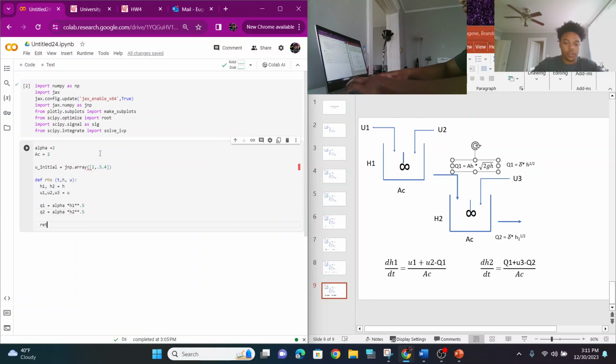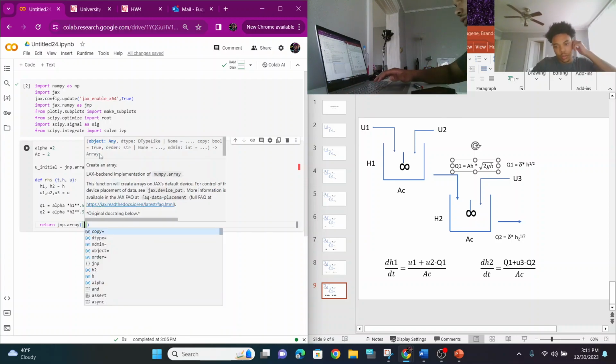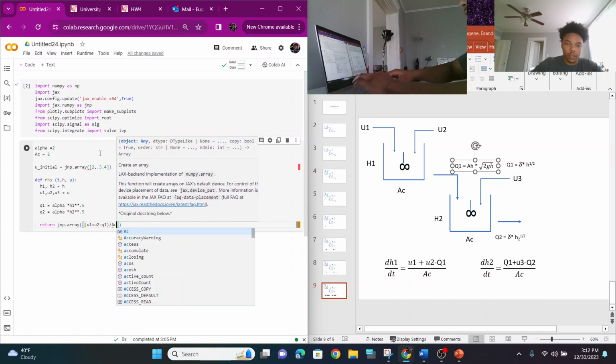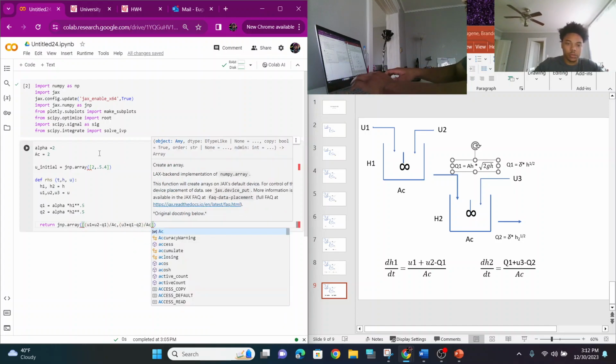And we're going to return an array because we're going to be using the Jacobian method, and we're going to be putting in the right hand side of the equation. So this is the left, this is the right, and that is going to be our flow rates going in, U1 plus U2 minus our flow rate going out, divided by our cross-sectional area. And our second tank is going to be dependent upon U3 plus Q1 minus the flow rate going out, which is equal to Q2, divided by the cross-sectional area.